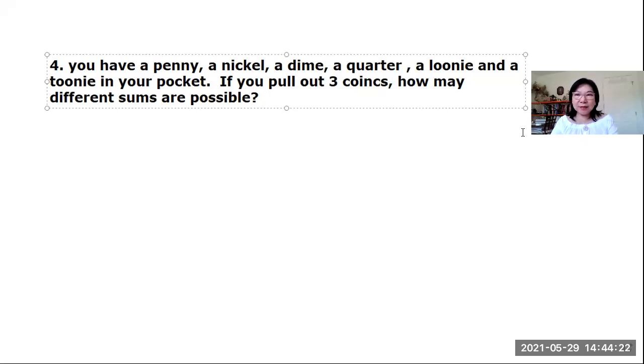So there are many different sums. If you pull out 3 coins and they are different, then you have all different sums. So how many possible sums will you have? And is this a permutation counting or a combination counting? Now, if it's a permutation, then there are a lot of possible sums. But if you count as a combination, then it's fewer. So how do we do this one? And what are the combination and the permutation?